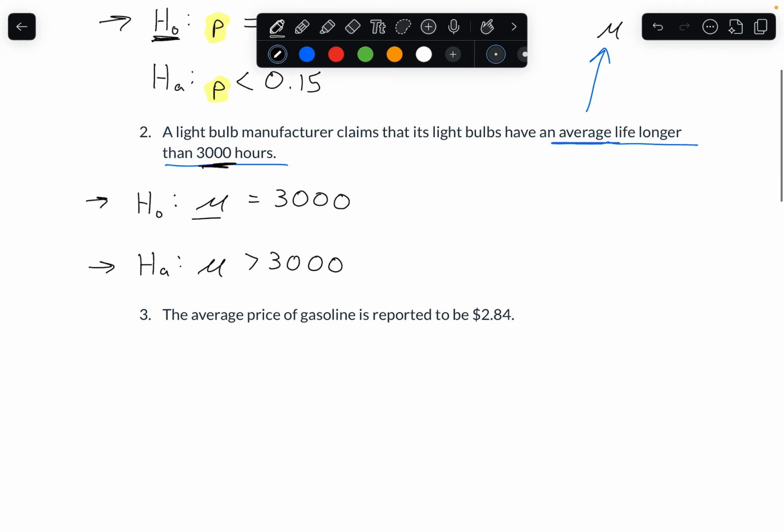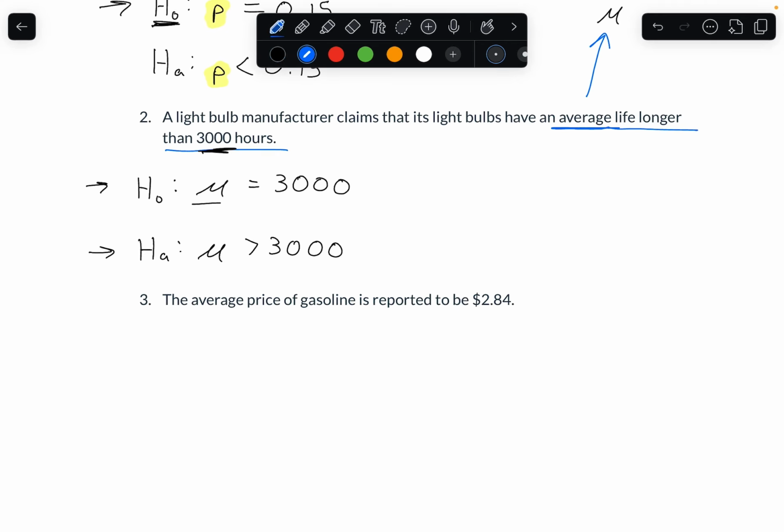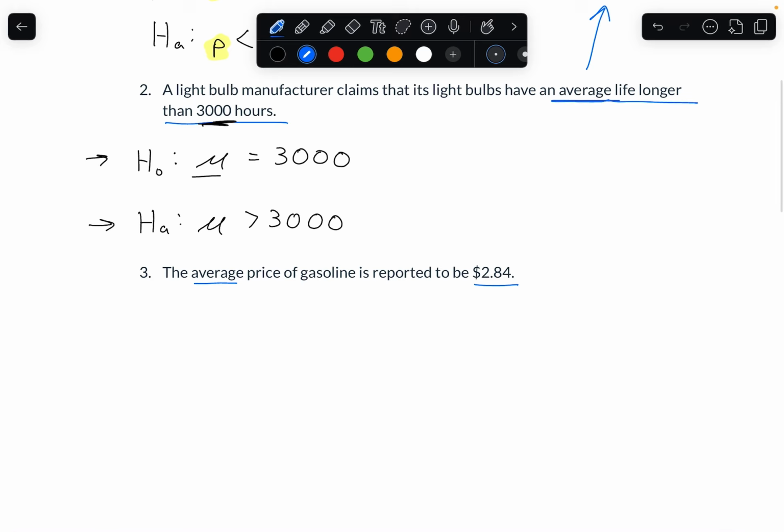And then lastly down here, number 3 says the average price of gasoline is reported to be $2.84. So this one I think is a little bit trickier, but I'm going to start it off the same way. We need to talk about the null hypothesis, H0, and the alternative hypothesis, HA. And once again, what's our parameter? In this case, it's average, so we should be talking about our population average mu.